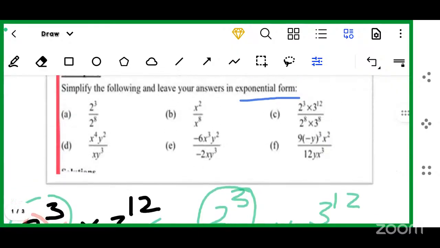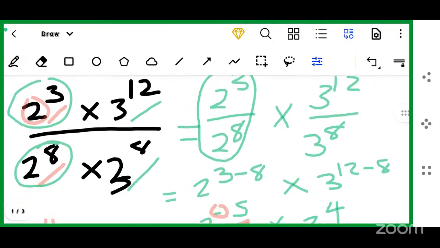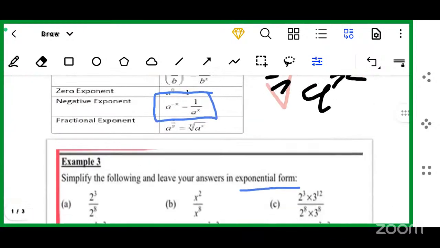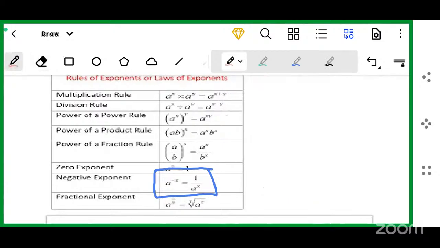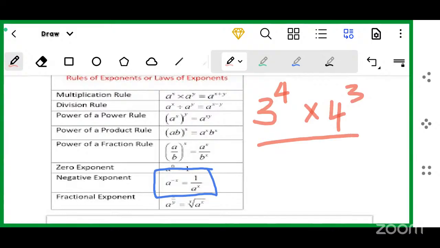Okay, let me just write it up here. 3 to the power of 4 times 4 to the power of 3 over 3 to the power of 5, multiplied by 4 to the power of 6, to the power of 0. Okay, you can try that one out.